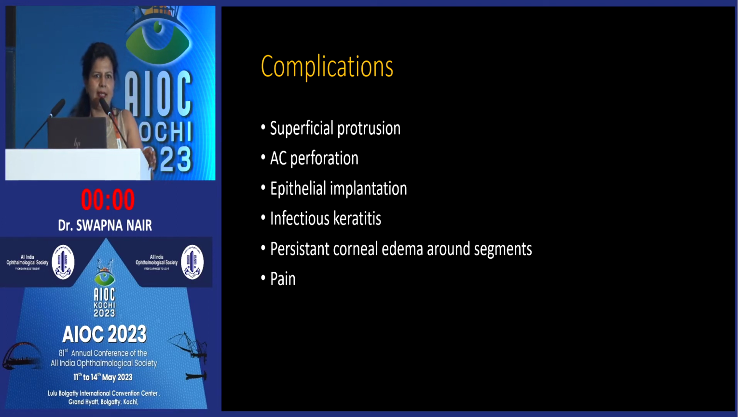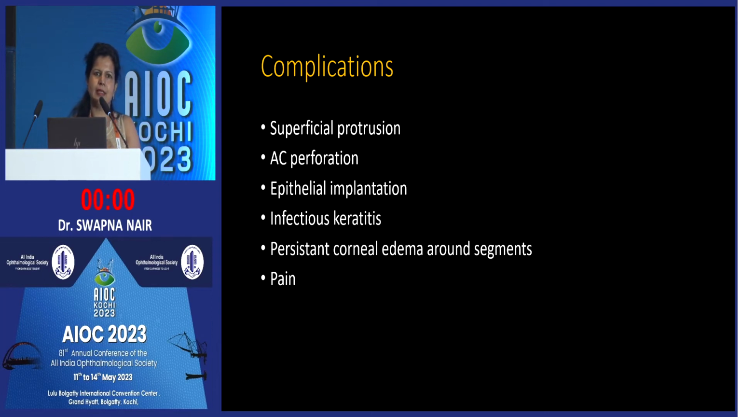Now, you have to be aware of the complications, though I have done it for around 7 years now, and I haven't faced any personal ones. But superficial protrusion of the rings, especially in vigorous eye rubbers, extrusion of the rings or exposure of the rings can happen. On the other hand, if you've gone too deep or you have not assessed the mid-peripheral thickness properly, you can have an AC perforation.